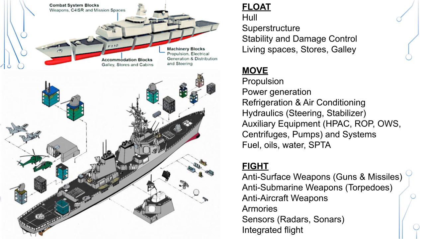The reverse osmosis plants for continuous production of potable water, the oily water separating systems to keep MARPOL compliance, the many centrifuges, pumps and various auxiliaries. We also have the bottom section of the ship reserved for fuel tanks, lubricating oil tanks, water tanks, and a lot of space for spare parts and tools that are required to sustain the ship at sea. The fight component has the anti-surface weapons, guns and missiles, anti-submarine weapons, anti-aircraft weapons, armories to keep all these missiles and weapons, different sensors, radars for the air and sonars underwater, and an integrated flight on most of the ships. So this is the composition of the ship.